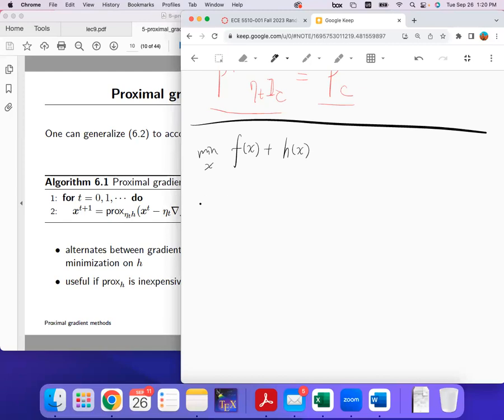Okay, and then remember, following that logic, the way we design this algorithm is that every time I want to build an approximation model of this composite problem. And I know the F part is nice, differentiable, convex, so it can be locally approximated by that Taylor expansion.